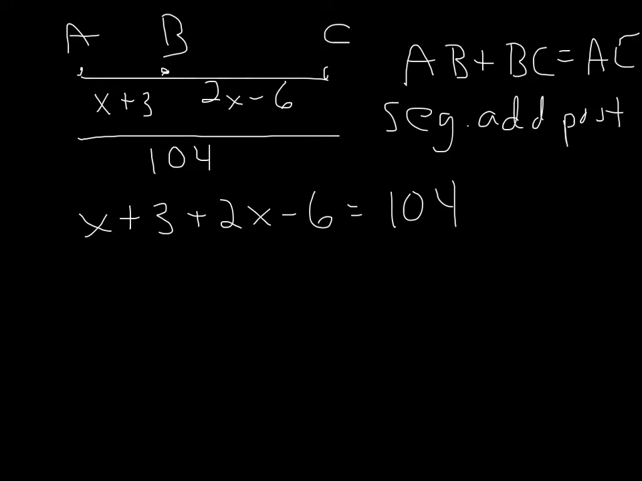You can then solve for x, which I'm not going to do, and then solve the rest of the problems. If I asked you to find what AB is, then you would just insert the value of x into AB. You should check to make sure when you insert the value of x into BC that when you add AB and BC together, you get the entire length, which is 104.